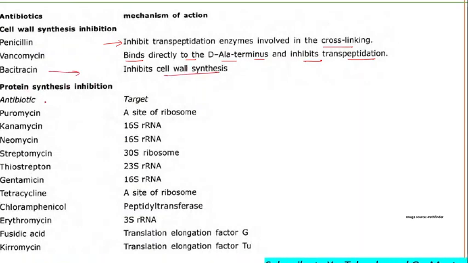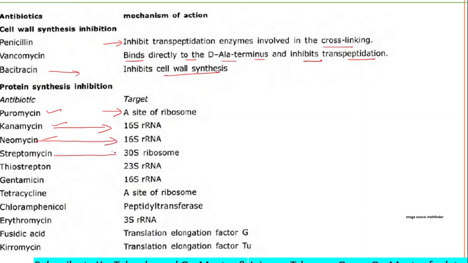Protein synthesis inhibition: the antibiotics puromycin, kanamycin, neomycin. Puromycin's target is the A site of the ribosome. Kanamycin attacks 16S RNA. Neomycin also attacks 16S RNA. Streptomycin acts on the 30S ribosome. Remember this, it is important, because questions are asked on these antibiotics for translation.